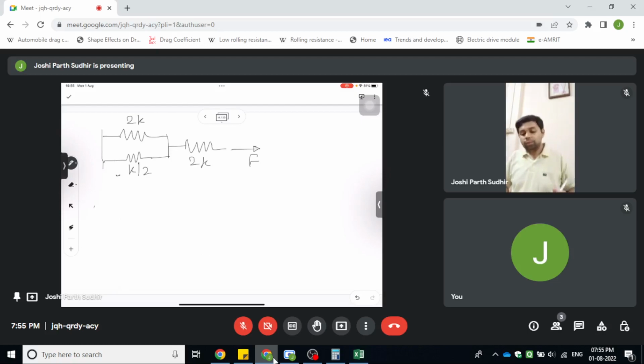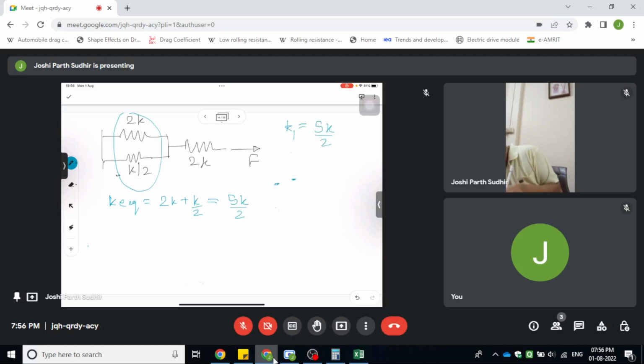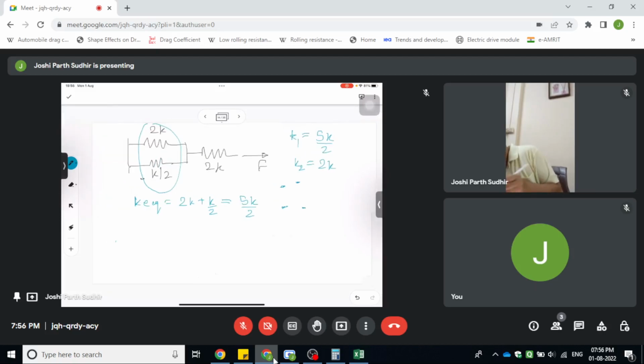So now we again apply the same logic. So we basically find out the equivalent stiffness of these two springs in parallel, so the K equivalent for this system will be 2K plus K by 2, which is equal to 5K by 2. And the spring with stiffness 5K by 2 and 2K, so we have K1 is 5K by 2 and K2 is 2K, and these two are now in series.